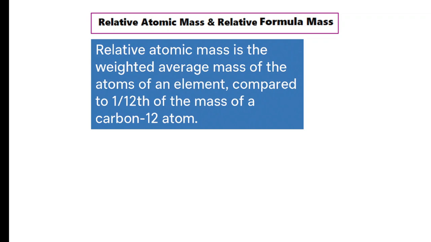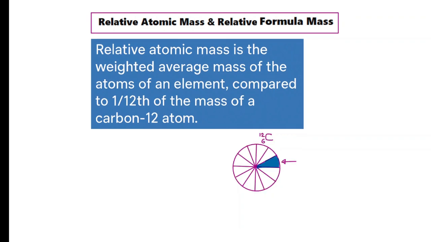Now think of a carbon-12 atom. So here we have a carbon atom. To get a unit to compare the other atoms, we split this into 12 equal parts. You can see I've split this into 12 parts: 1, 2, 3, 4, 5, 6, and 6 on the other side. If you take one part out of it, we call this one atomic mass unit.